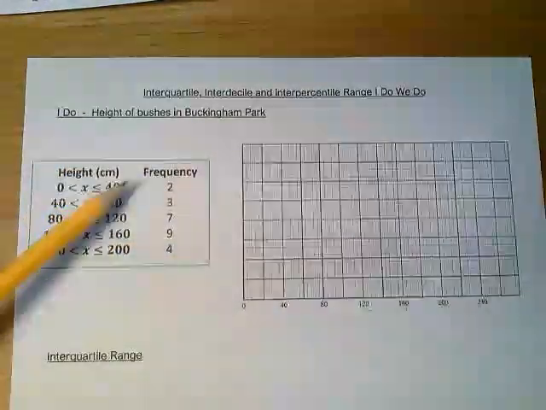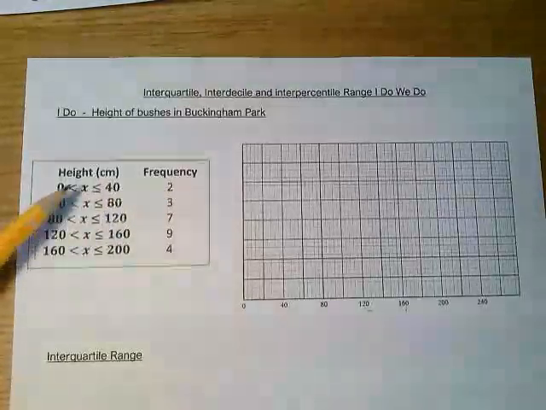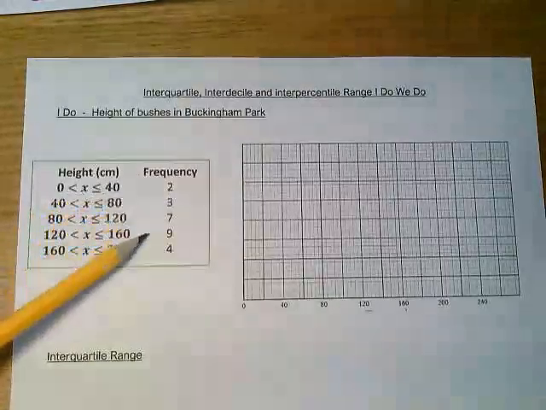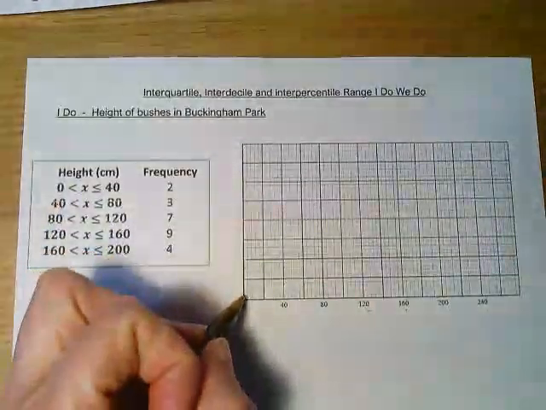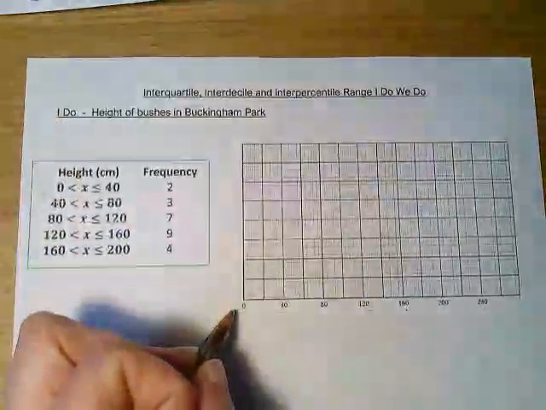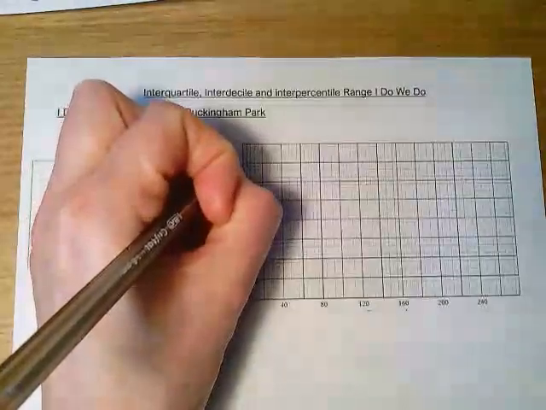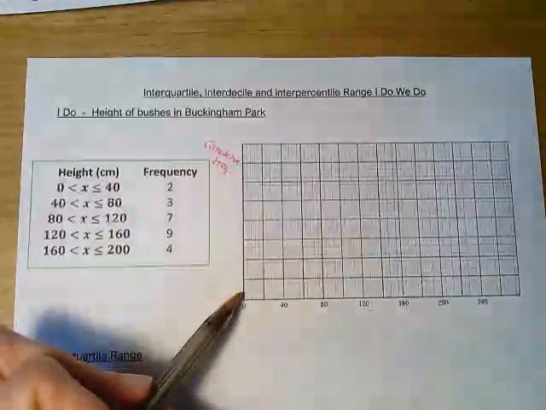Here we go, we've got some data here, some heights of bushes. And we know that we don't have the original data anymore because it's been put into classes, but that's exactly what we need for this cumulative frequency curve. Okay, so off we go. Our cumulative frequency always has to go up the y-axis, so we need to label it, and we need to just work out how many squares we can afford to use.